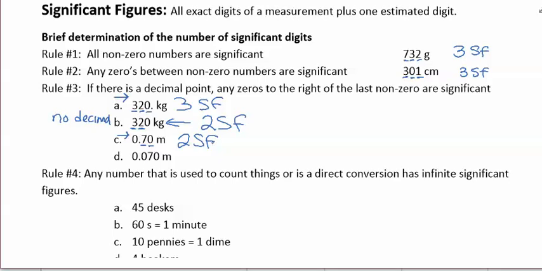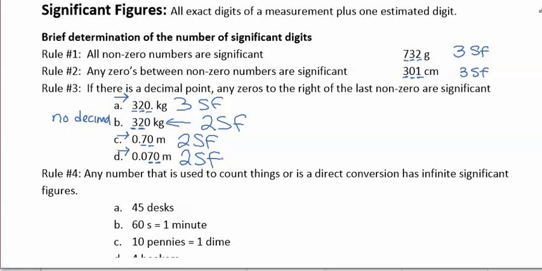And the last one has a decimal. I'm going to still start on the left and work my way to the right. So I have the 7 and the 0 as significant figures. So this value also has 2 significant figures. So this one has 2 zeros that are not significant.